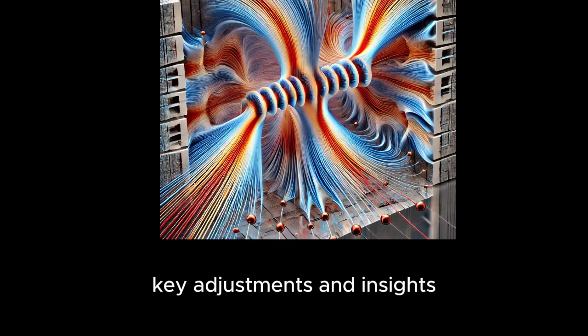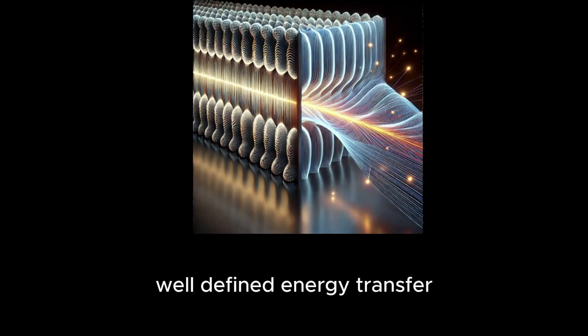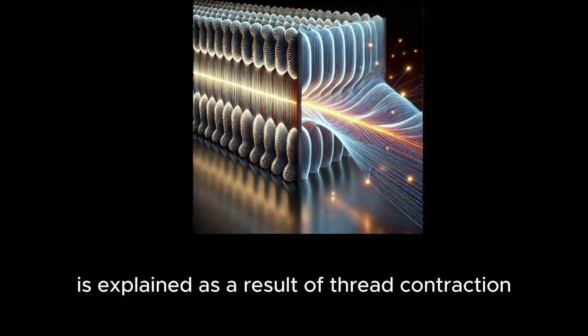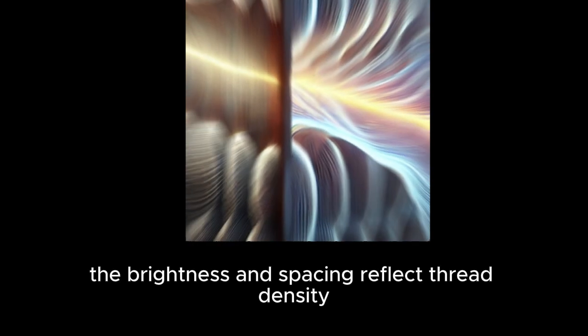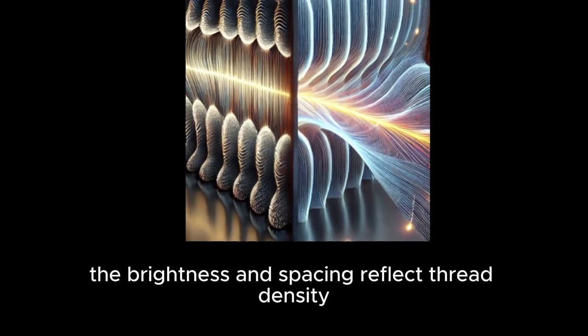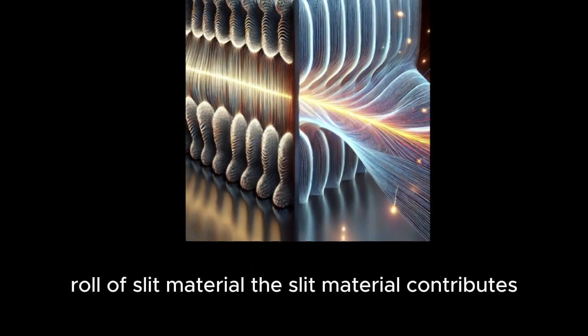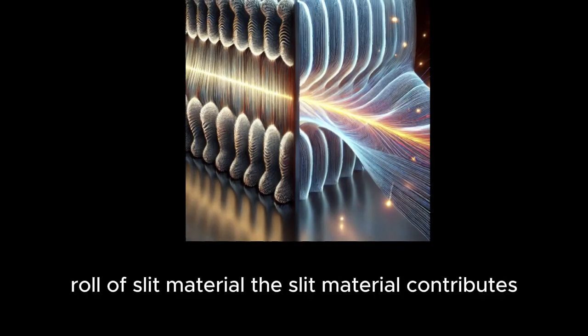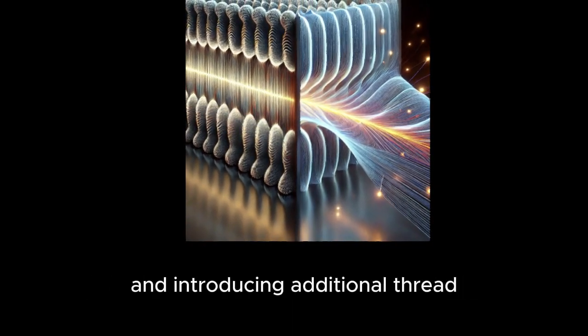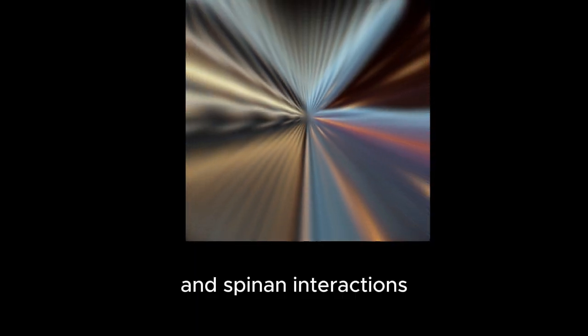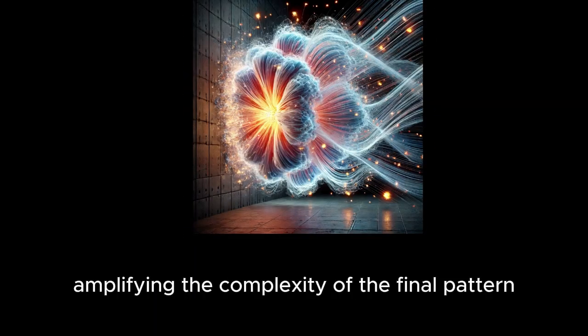Key adjustments and insights. Well-defined energy transfer: the observed pattern on the wall is explained as a result of thread contraction and spinon energy transfer. The brightness and spacing reflect thread density and spinon stack energy. Role of slit material: the slit material contributes to the interference by exerting forces and introducing additional thread and spinon interactions, amplifying the complexity of the final pattern.